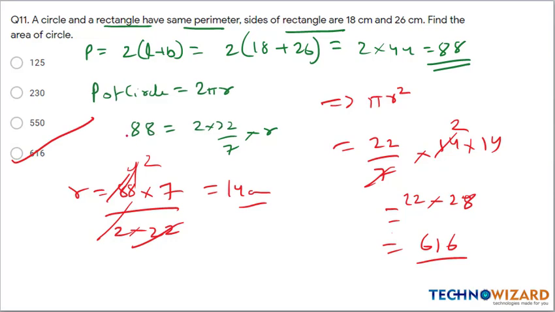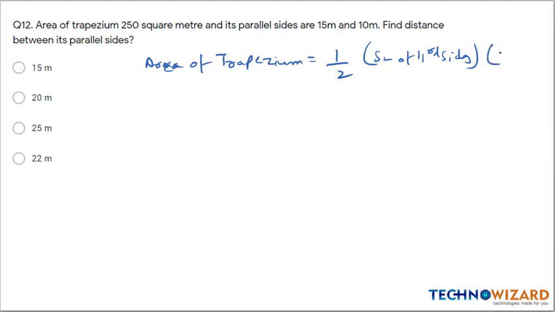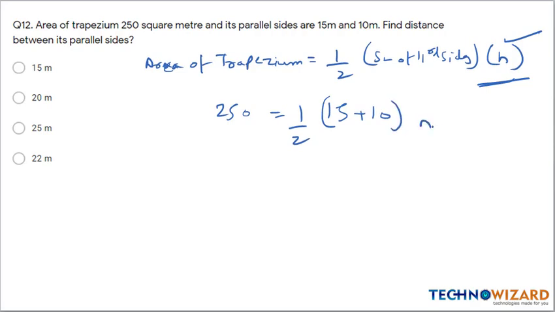Next question, question number 12. Area of trapezium. What is the formula for the area of a trapezium? Area of trapezium is equal to 1 upon 2 into the sum of parallel sides and the distance between the parallel sides, that is h, that we have to find out. Now the area of the trapezium is given as 250, 1 by 2, sum of parallel sides is 15 plus 10, and we have to find the height.